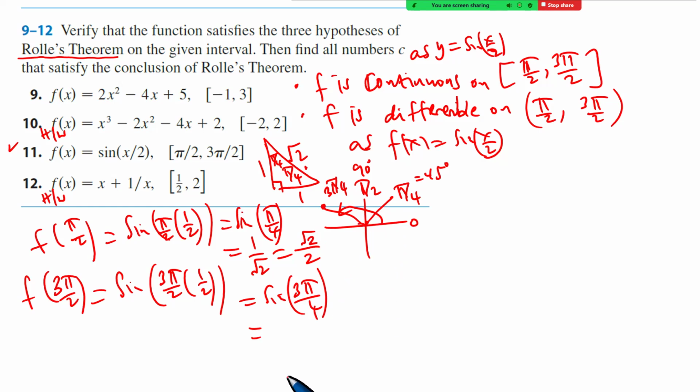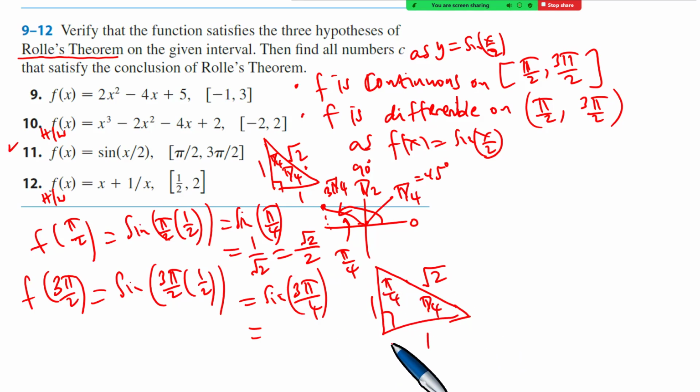Right, if it is 3 pi over 4, what are we able to achieve at this point? We're able to achieve the following. The sine is positive here, and if you imagine this angle as pi over 4 radians, you have a triangle like so, with square root of 2, 1, 1, and pi over 4 radians. You have this kind of setup.